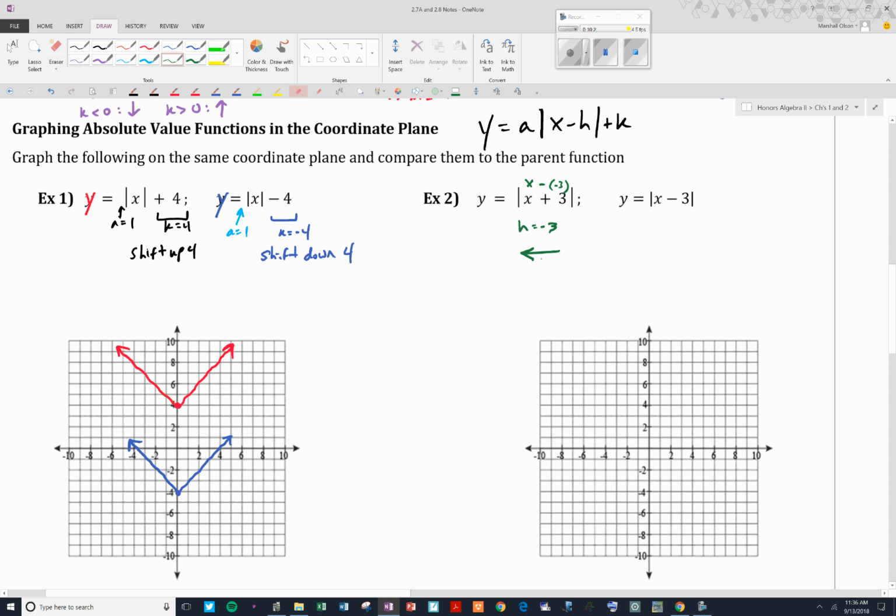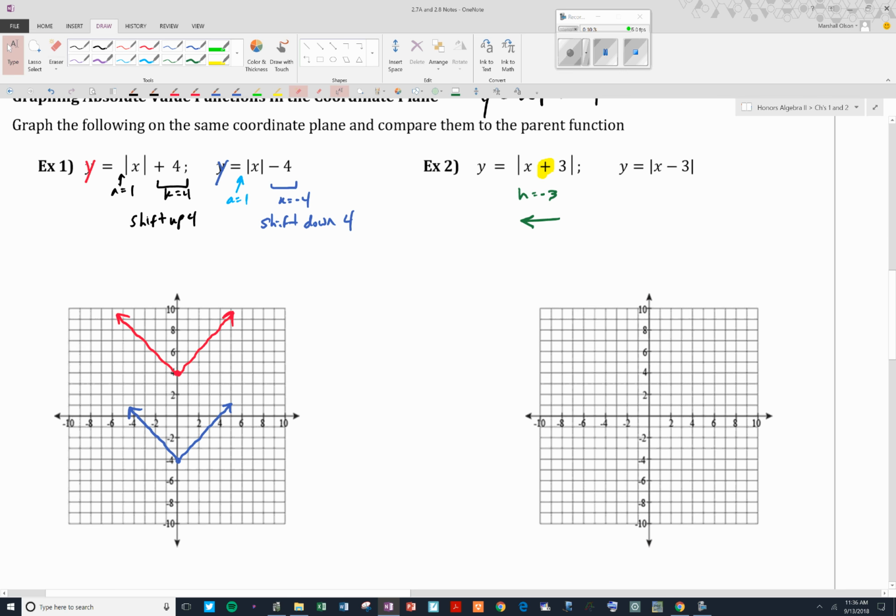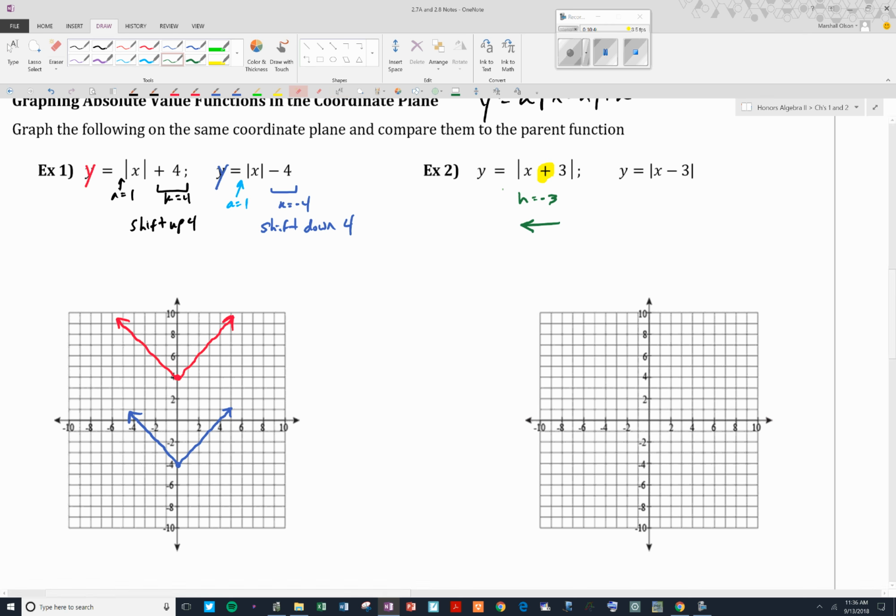You're going to get used to this. This happens a lot with the functions that we deal with, where h is the opposite. Basically, you're going to be able to look at this function, immediately see that this is a plus, and go, we're going left. Okay? So you'll get there. So this one here still has an a value of 1. And actually all these do. The a value is 1 in all these. And it's not shifted up or down. So we're just going to shift this left 3. So I'm going to put my vertex at negative 3, 0. And again, we have a slope of 1, and a slope of negative 1 on this side.